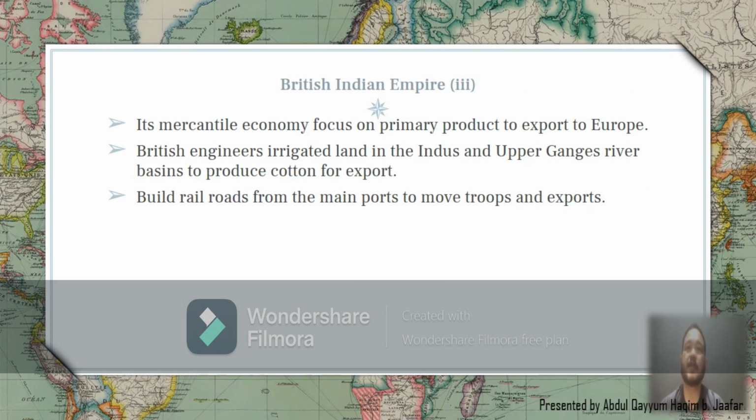Okay, for British Indian Empire, point number 3 is a mercantile economy focused on primary products to export to Europe. British engineers irrigated land in the Indus and Upper Ganges river basins to produce cotton for export, and built railroads from the main ports to move troops and exports.